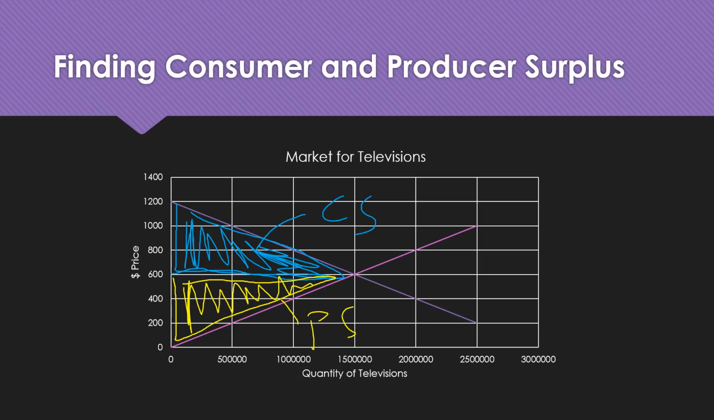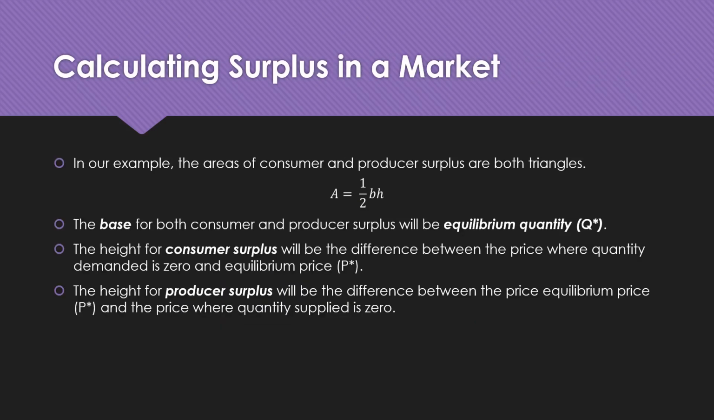So how do we calculate this area? How do we calculate the actual amount of consumer and producer surplus? Well, we're going to have the area of a triangle there, and so just as a recap, the area of a triangle is half the base times the height.